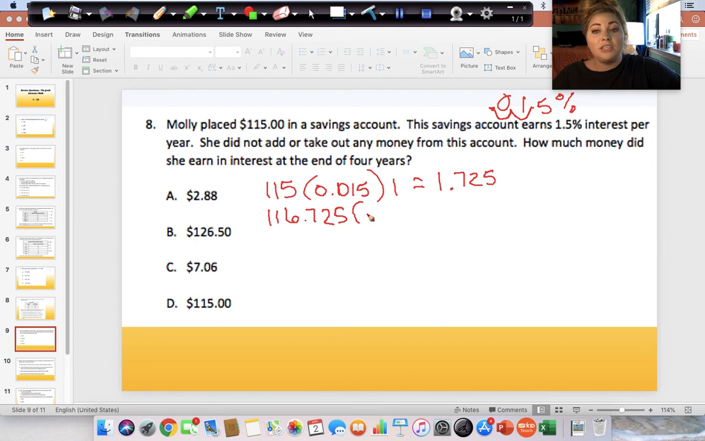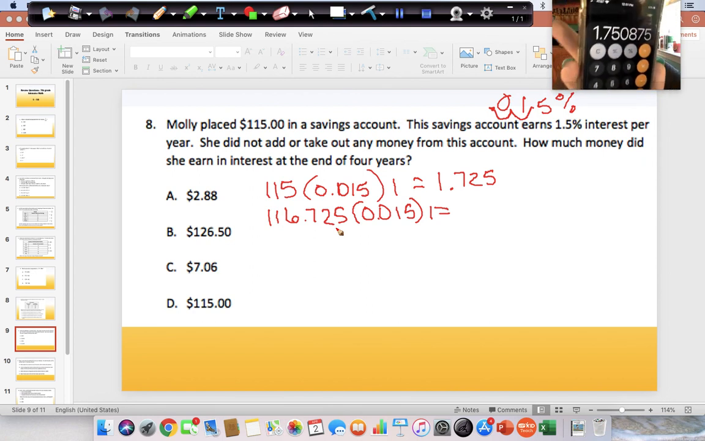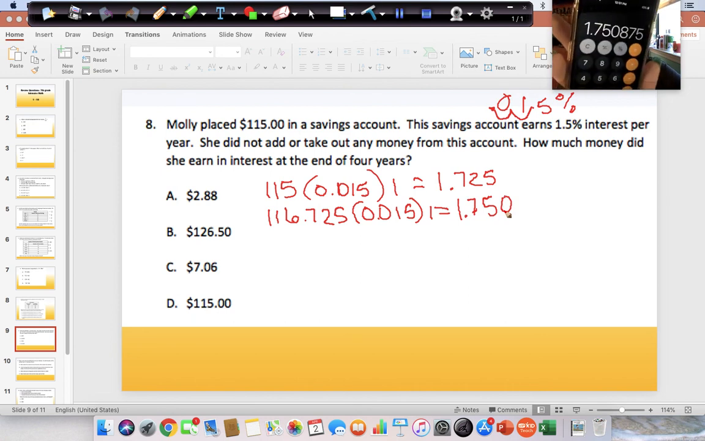Now we want to find 1.5% of that money. So we again do the same thing we did the first time, except for now our money is a little bit higher than it was originally. Okay, so we take that amount and we multiply it times 15 thousandths times 1. And you should get this amount. I would round this if this was me personally. I would round it to 1.750. You don't have to, I guess, but just to make it easier on yourself.